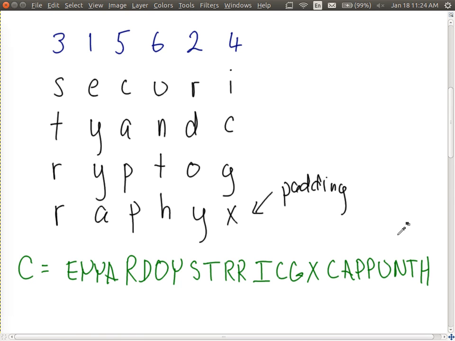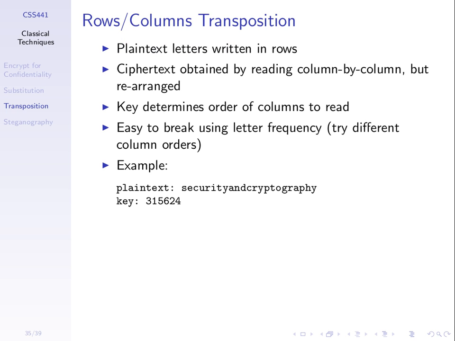But there are two principles that they use to illustrate. The first one is that of these operations, transposition and also substitution, one principle used in real ciphers: if you apply the operations multiple times, generally you'll get more secure output. So that's the first one we'll illustrate. But before we do, maybe there are questions on rows, columns.